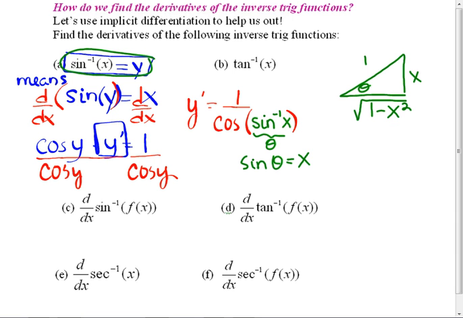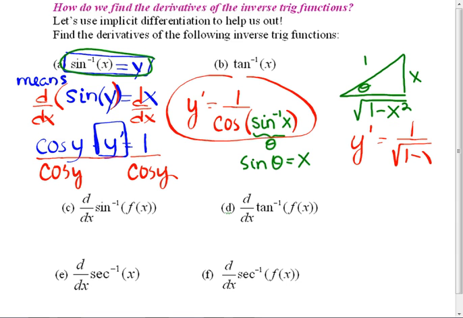So what's y prime? Y prime is equal to 1 over the cosine of this angle. What's the cosine of that angle? Square root of 1 minus x squared over 1. That's the derivative of the inverse sine.